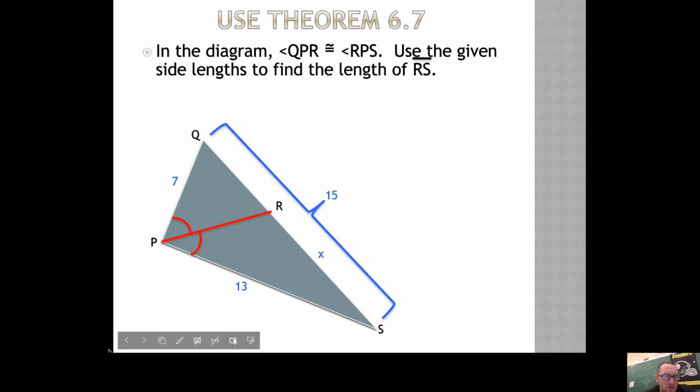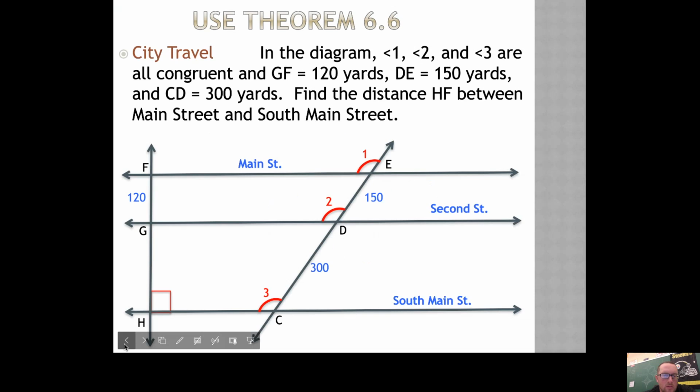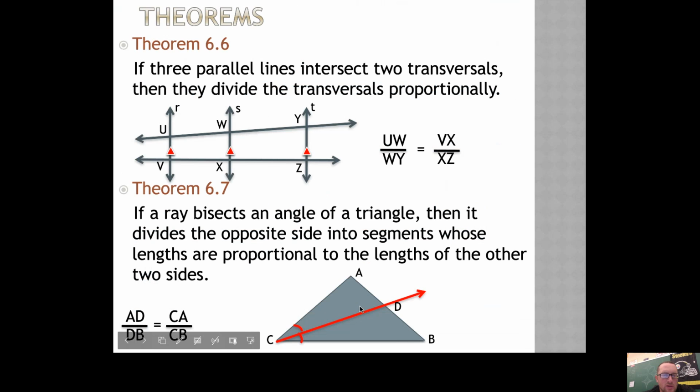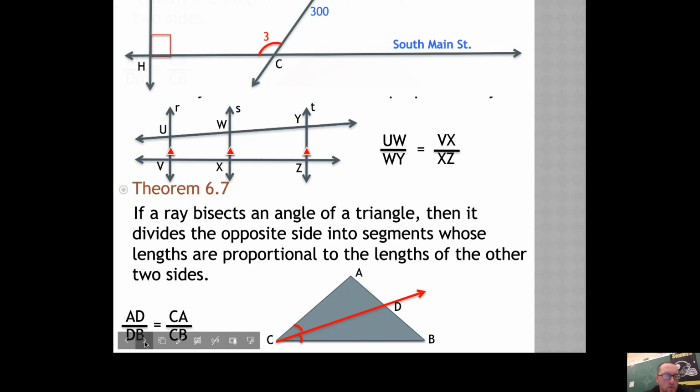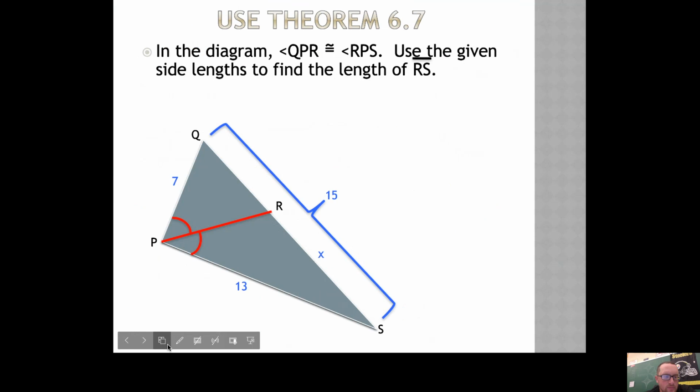So this problem is just like a problem you would do using this theorem 6.7. So remember we said A to B equals C to D. So we're going to use that same proportion here. We'll call this A, call this B, this will be C, and this will be D. Since this ray or segment bisected this angle, we know this proportion is true.